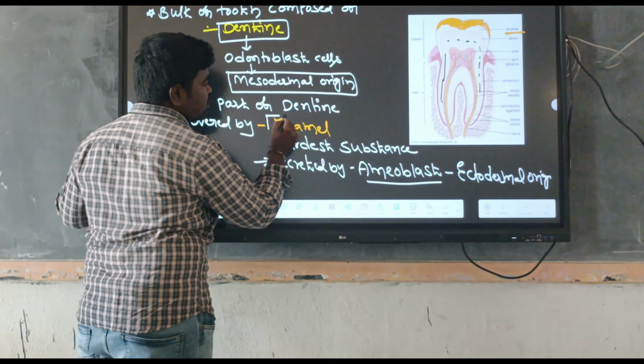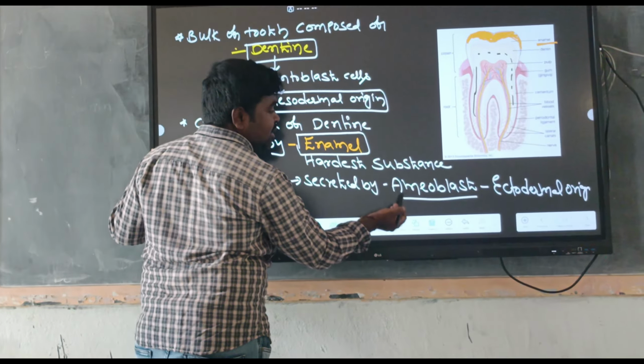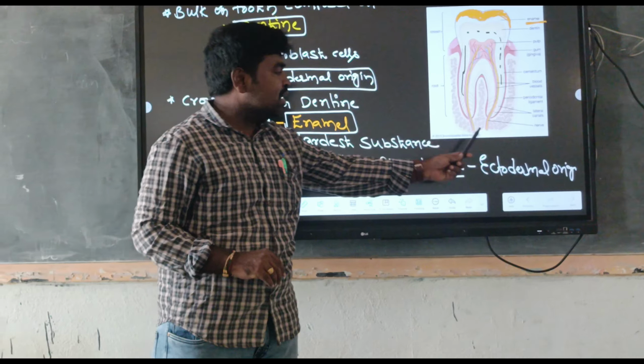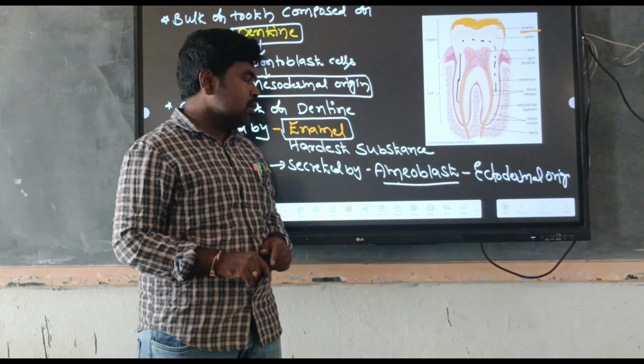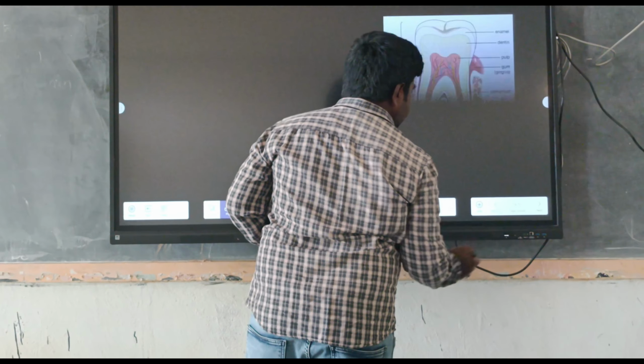What about the second most important part here? Enamel. So enamel is secreted by the ameloblast cells. These ameloblast cells are ectodermal in origin. Let's come to that.